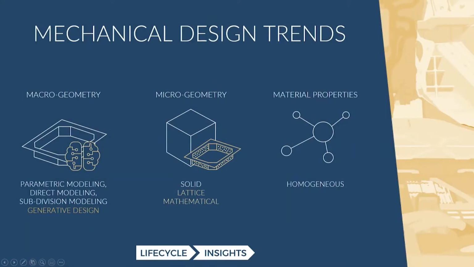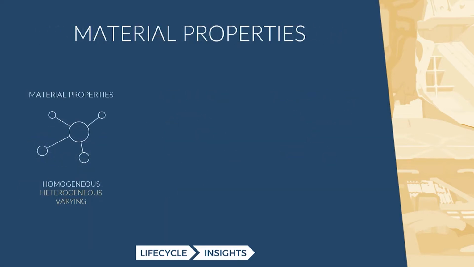Now, as part of this series, we have covered macro geometry modeling and micro geometry modeling, but now we're going to be focusing on material properties. The idea here is that an engineer can actually specify how material properties change according to a function or equation, and use that in combination with additive manufacturing.